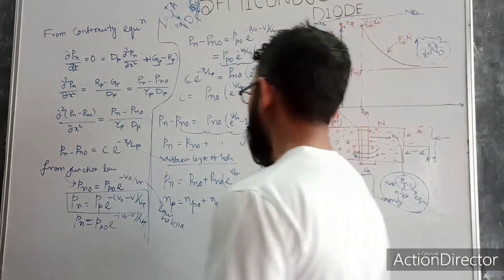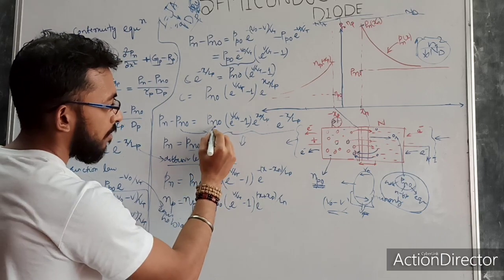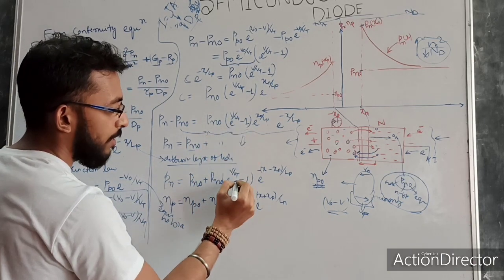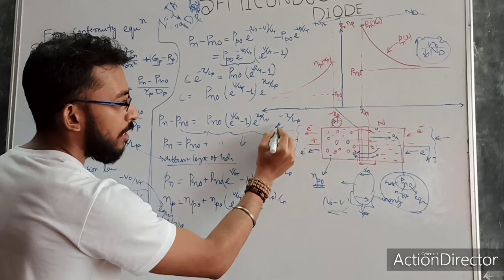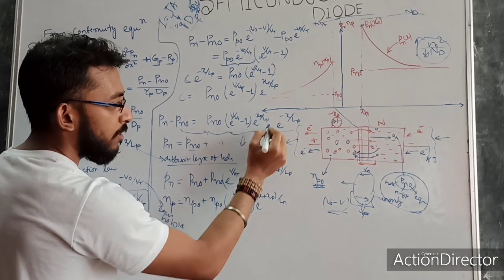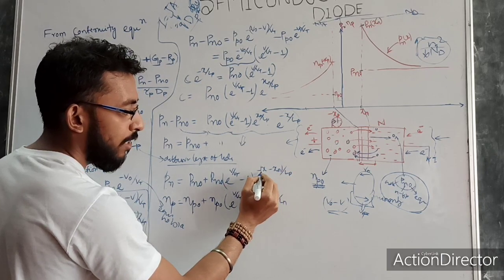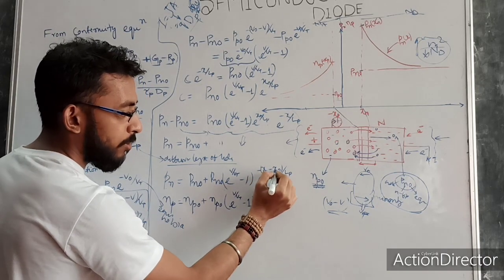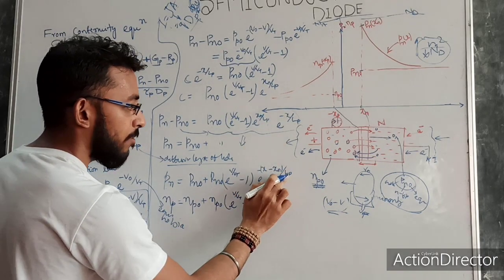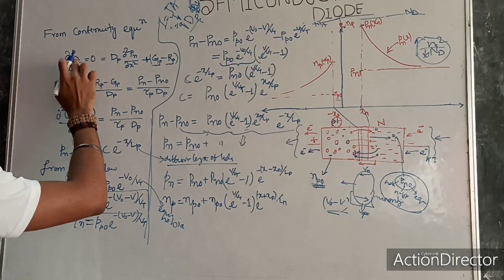Okay. So what will be Pn? Pn is nothing but Pn naught plus Pn naught times e power V by Vt minus 1. If I combine these two, you can see this is e power minus x by Lp, and this is e power plus xn by Lp. Taking e power minus common, x minus xn by Lp. If I open this, it becomes e power minus x by Lp times e power plus xn by Lp. That is the same.